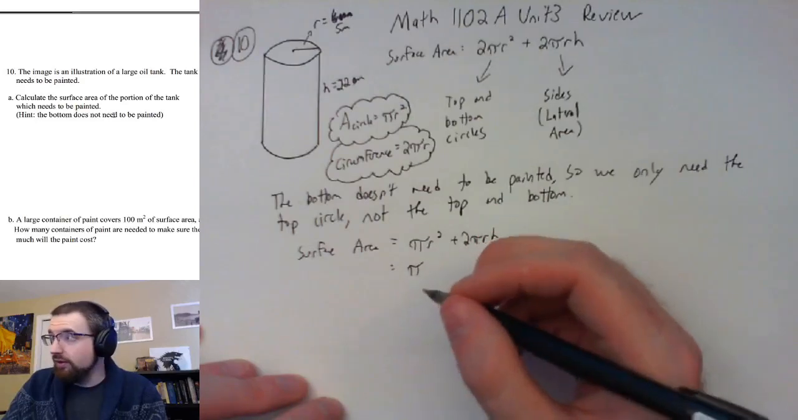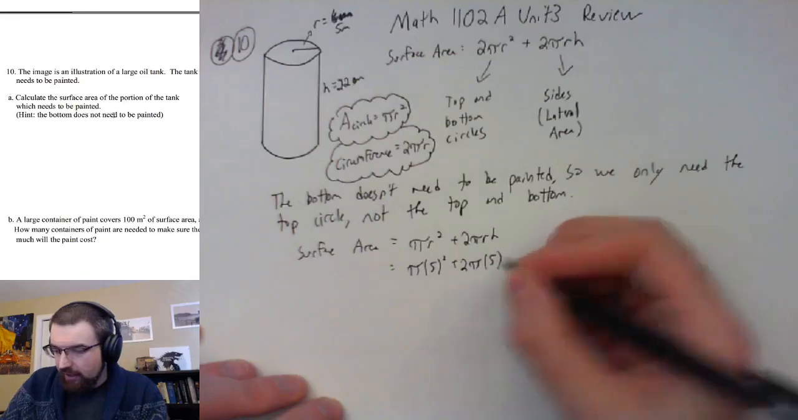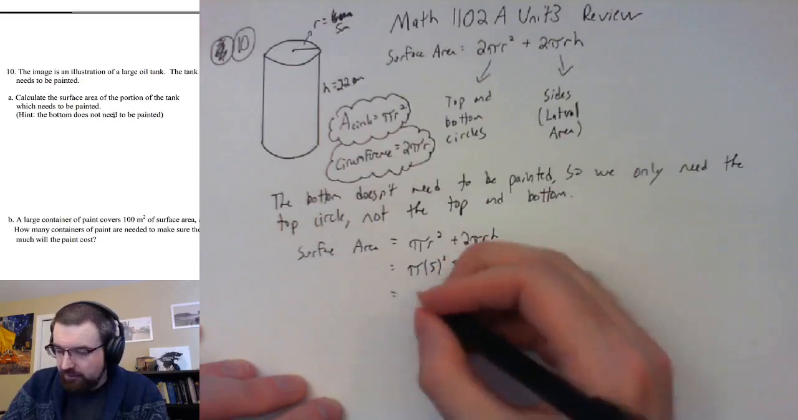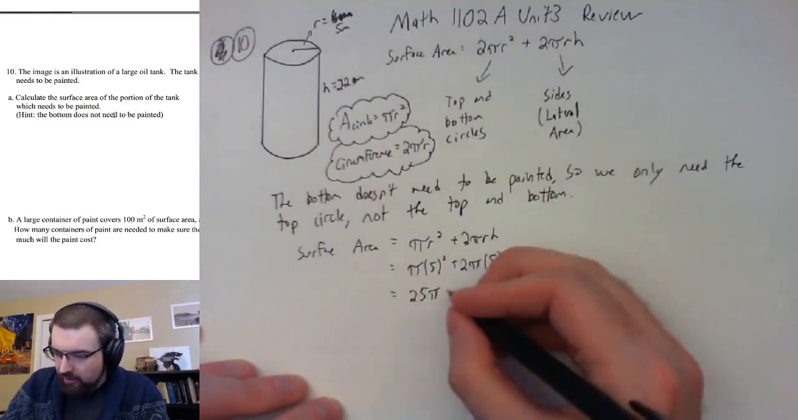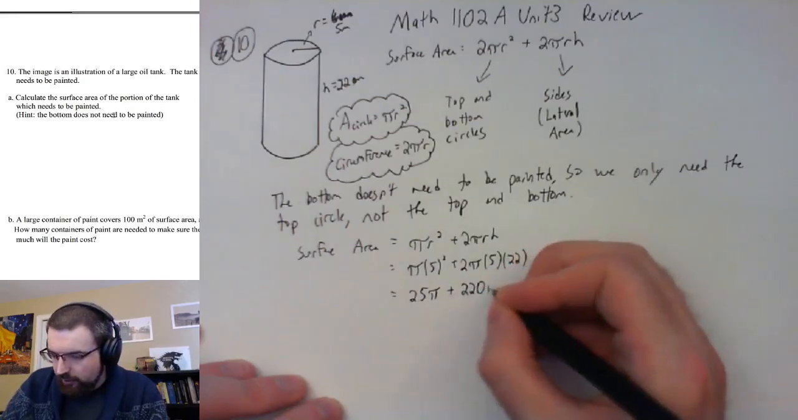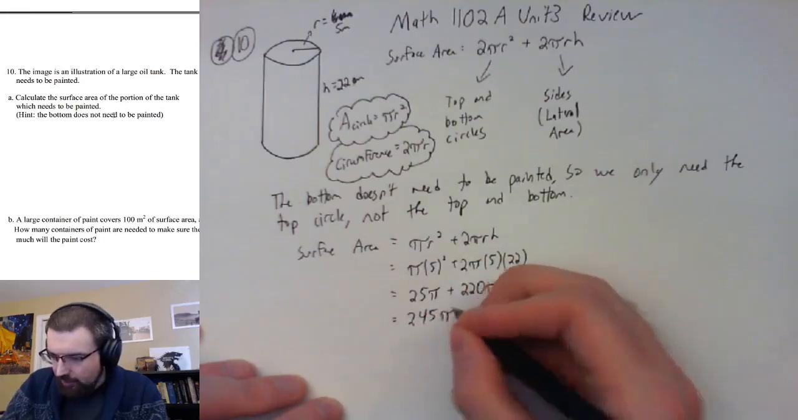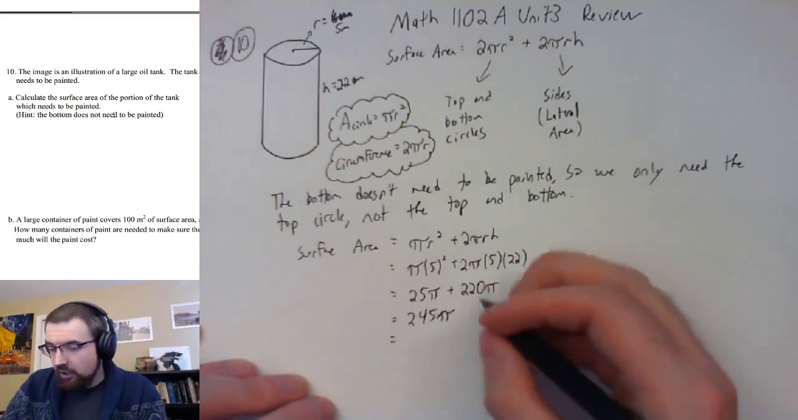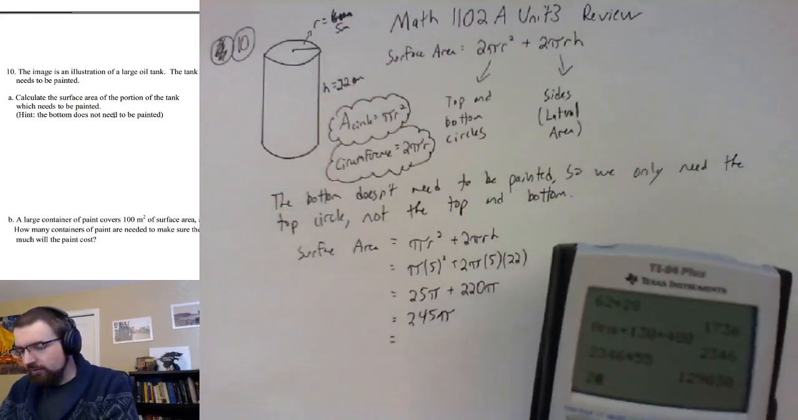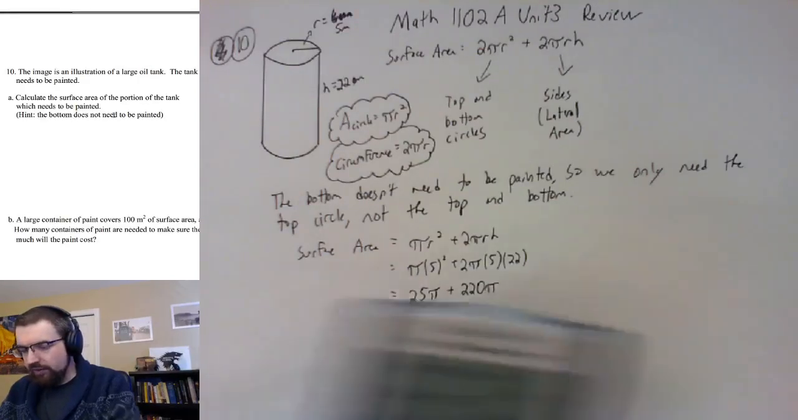So then I'm just going to go and fill these guys in. The radius we were told is 5. So that's 5 squared plus 2 pi, 5, and 22. So it's going to be 25 pi plus 2 times 5 is 10, 10 times 22 is 220, 220 pi. So we add those together, that's going to be 245 times pi. And I like to leave it in terms of pi up until the very end, if I possibly can. So 245 pi's is going to equal 769.7.